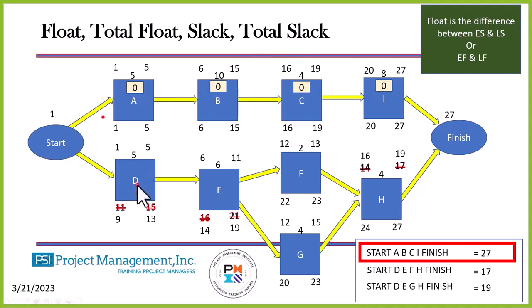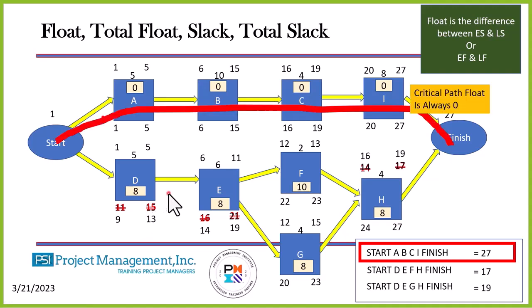Let's look at D. What is my float of D? 8. 1 from 9 is 8. E, the float is 8. F, the float is 10. 12 from 22. H, the float is 8. 16 from 24. G, the float is 8. 12 from 20. That's how we do float. There's a better way, easier way, and I'll show that to you in just a minute.